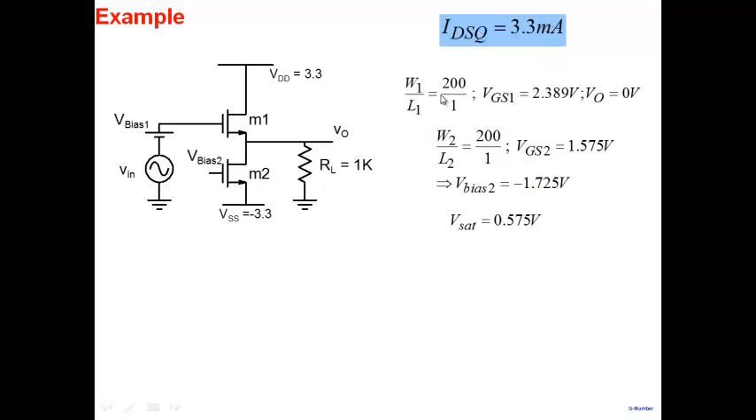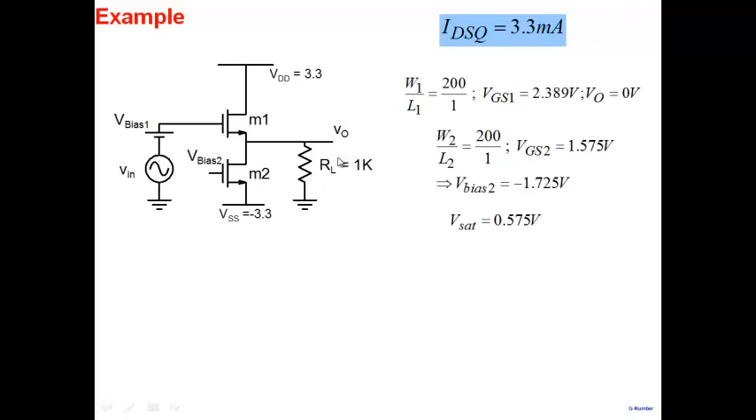you have to use a large size. Because if I don't use a large size, then I will require a very large gate to source voltage. In fact, the maximum gate to source voltage that is available to you is the supply voltage 3.3, and then it will become difficult for you to even bias it at that large current here. Alright, so even in this case, note that I have to bias it at 3.3 milliamperes, and I have taken a 200 by 1 size, very large size here. Even then, I require a gate to source voltage which is 2.4 volts. 2.4 volts is needed to just bias my M1 at 3.3 milliamperes here.